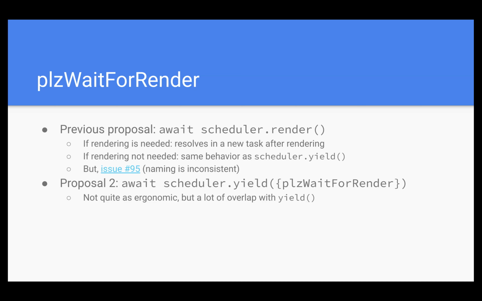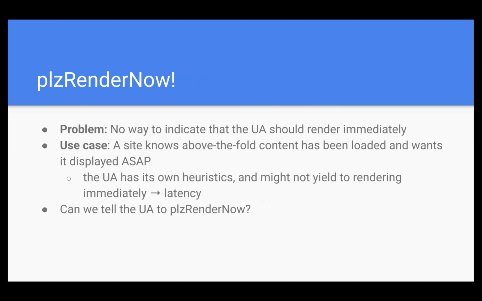if that's passed and rendering is needed, it's going to resolve in a new task, but after rendering, so it won't block. If rendering isn't needed, then we could just fall back to scheduler.yield because there's no point in waiting. That's one of the use cases we're interested in making some progress on if we could solve the name issue.